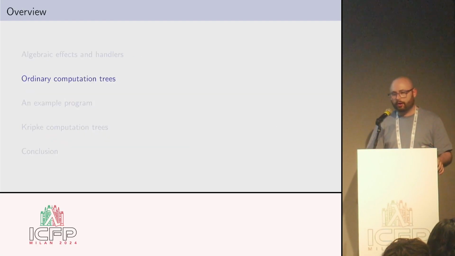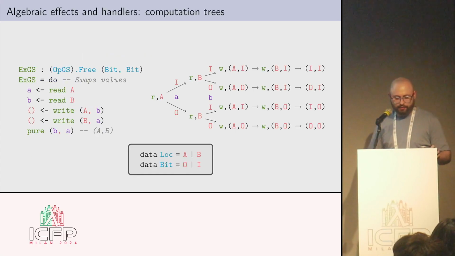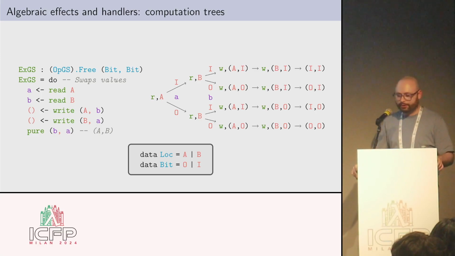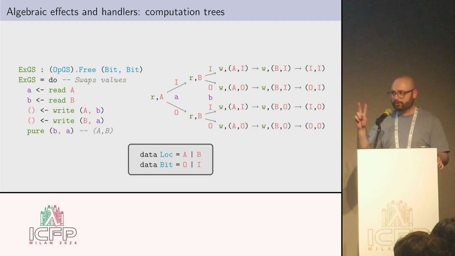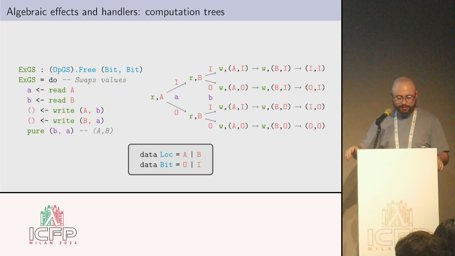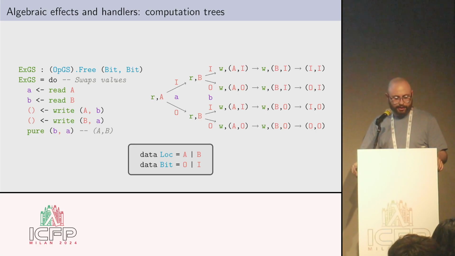Before we talk about how we solve this, let's look at ordinary computation trees. Here I have an example using global state. That's what the GS stands for. We're going to perform a few operations. The data type of locations here is just two locations, location A and location B, and bits are just 0 and 1. We have a little program here on the left-hand side and a computation tree which this program represents. The first thing that we do is read from location A and bind it to variable A, then do the same for location B.